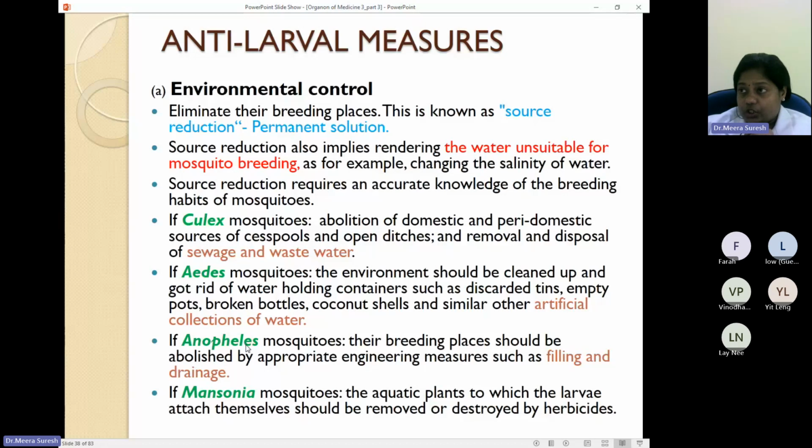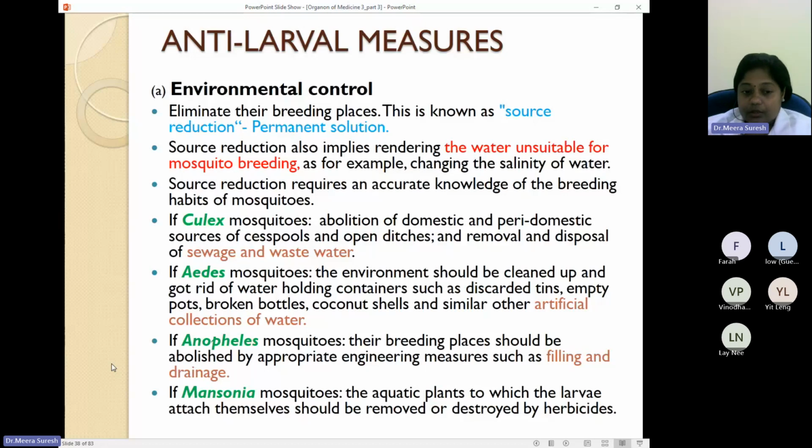And the Anopheles mosquito, the one which spreads malaria, is usually seen in clean water. So we have to make sure that the water is not exposed. If drinking water is kept openly, this clean water is the particular breeding area for the Anopheles mosquito. So we should make sure it is properly covered so that Anopheles mosquitoes are not bred in those areas.